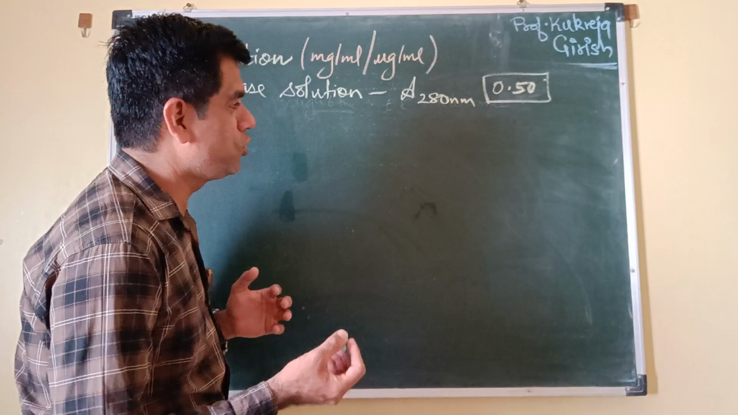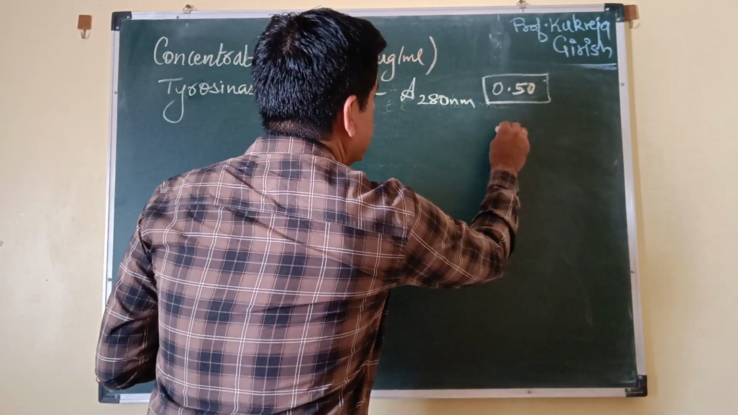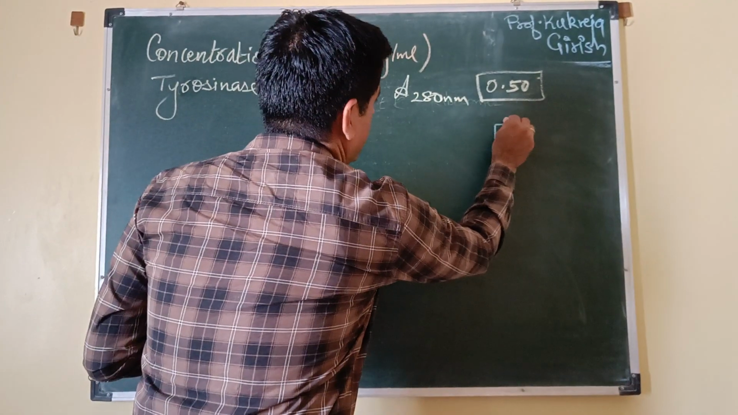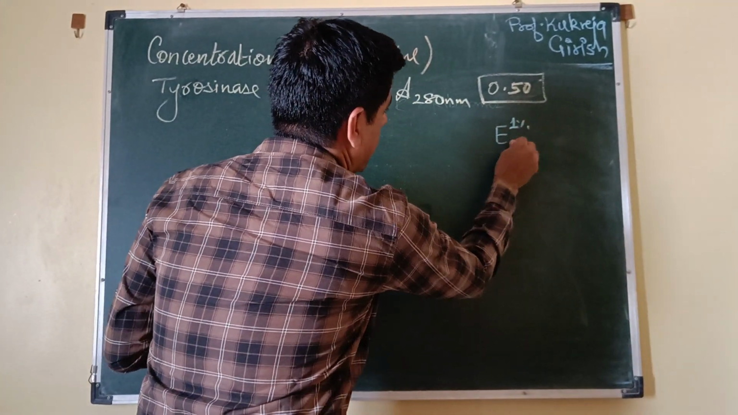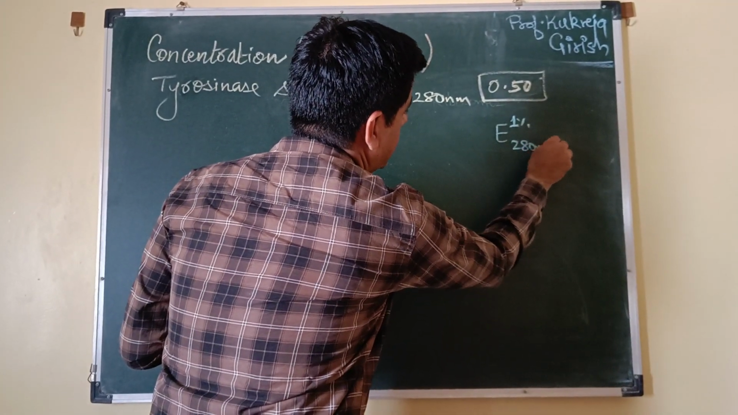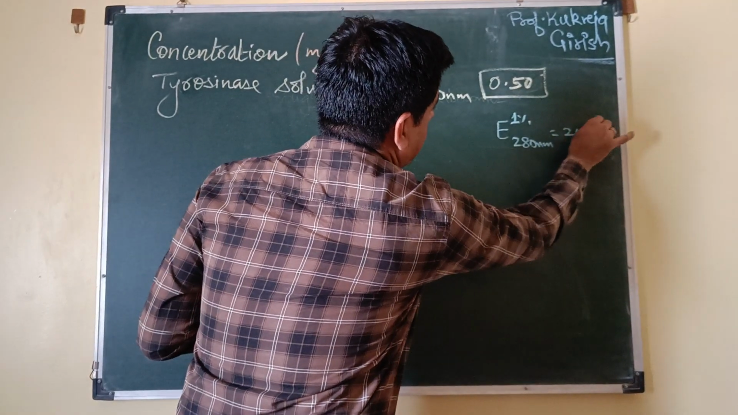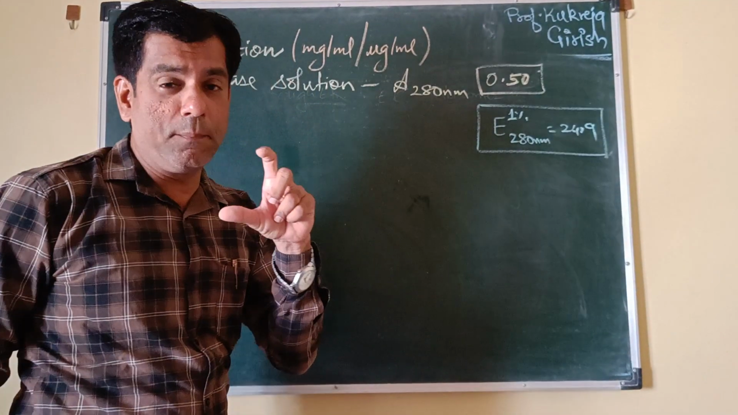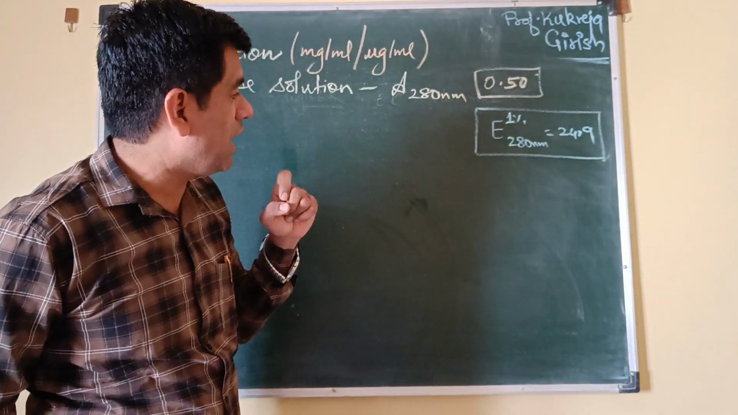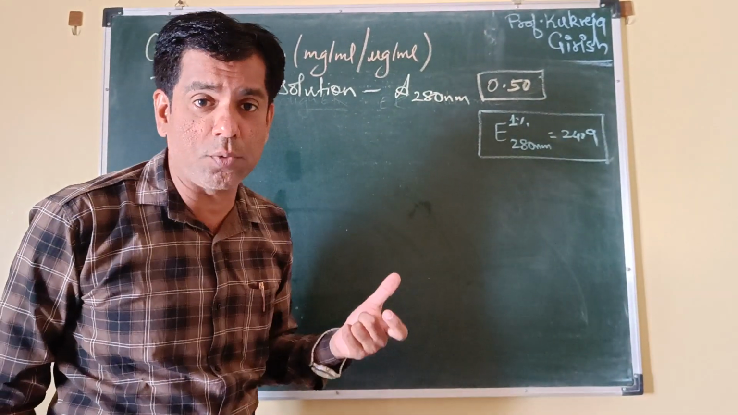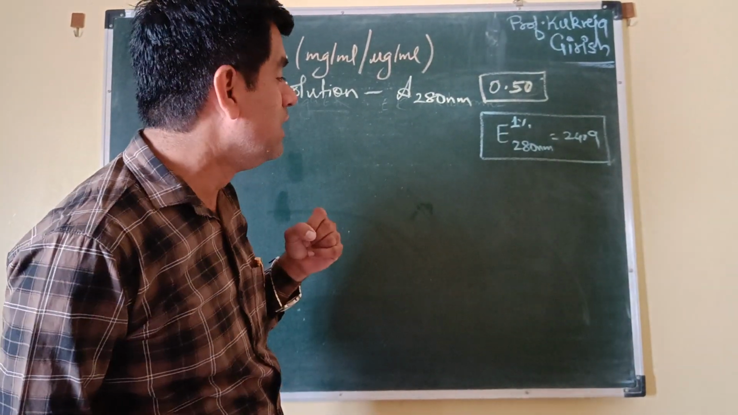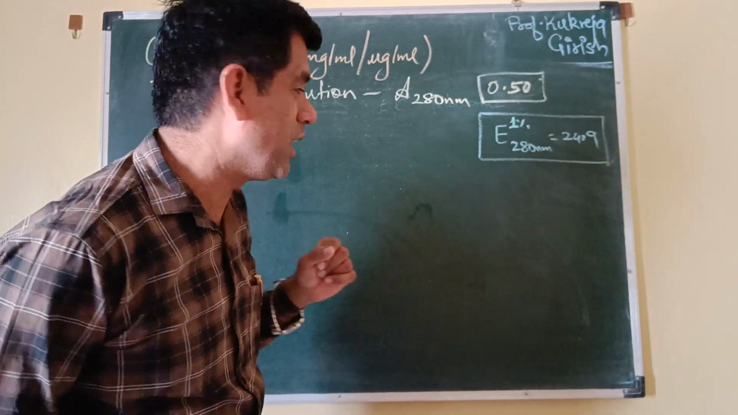For this, one more thing we should know from pre-information: the absorption coefficient, epsilon E for 1% at 280 nanometer for tyrosinase, is around 24.9. This means that if I have a 1% solution of tyrosinase and I take the absorption at 280 nanometer in a cuvette of 1 centimeter path length, then its absorption is 24.9.